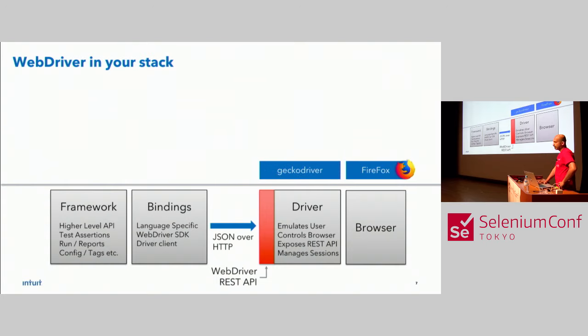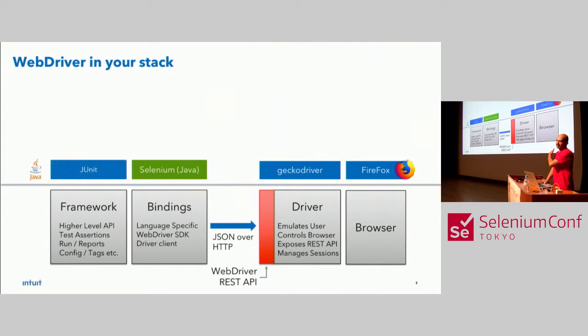Firefox means Gecko Driver, quite familiar. You can use Selenium Java. Again, these are examples. These are not exhaustive. I'm just going to show you some permutations which are representative. These are not exhaustive. So if you're a Java person, you'll be happy with this example.